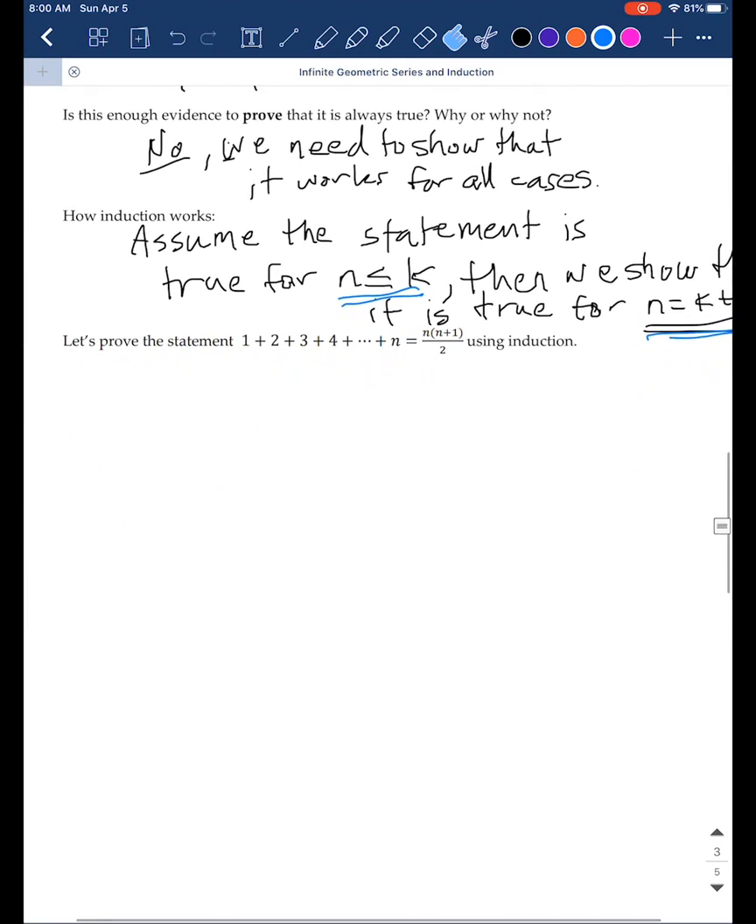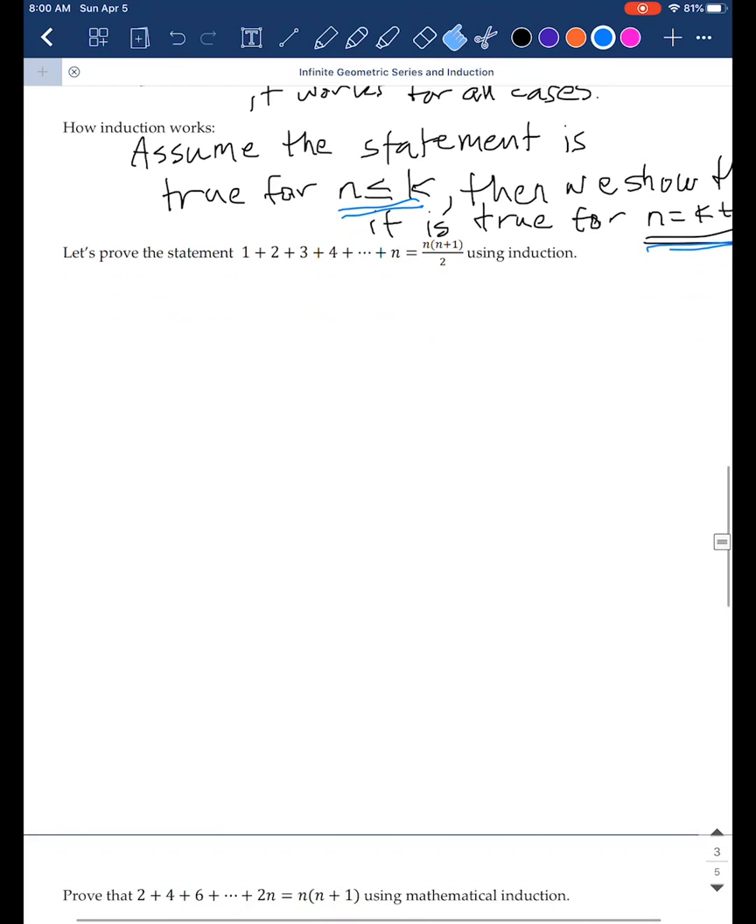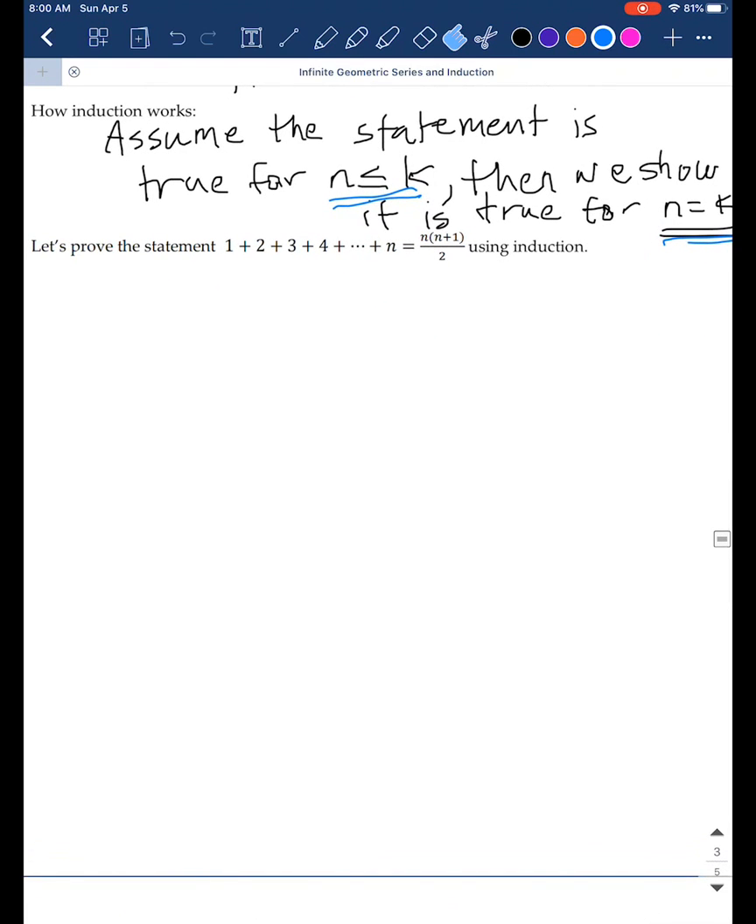So let's actually write the proof for this statement. The way that we're going to break it up is into 3 pieces. So we're going to have what we started with, which is called the base case.